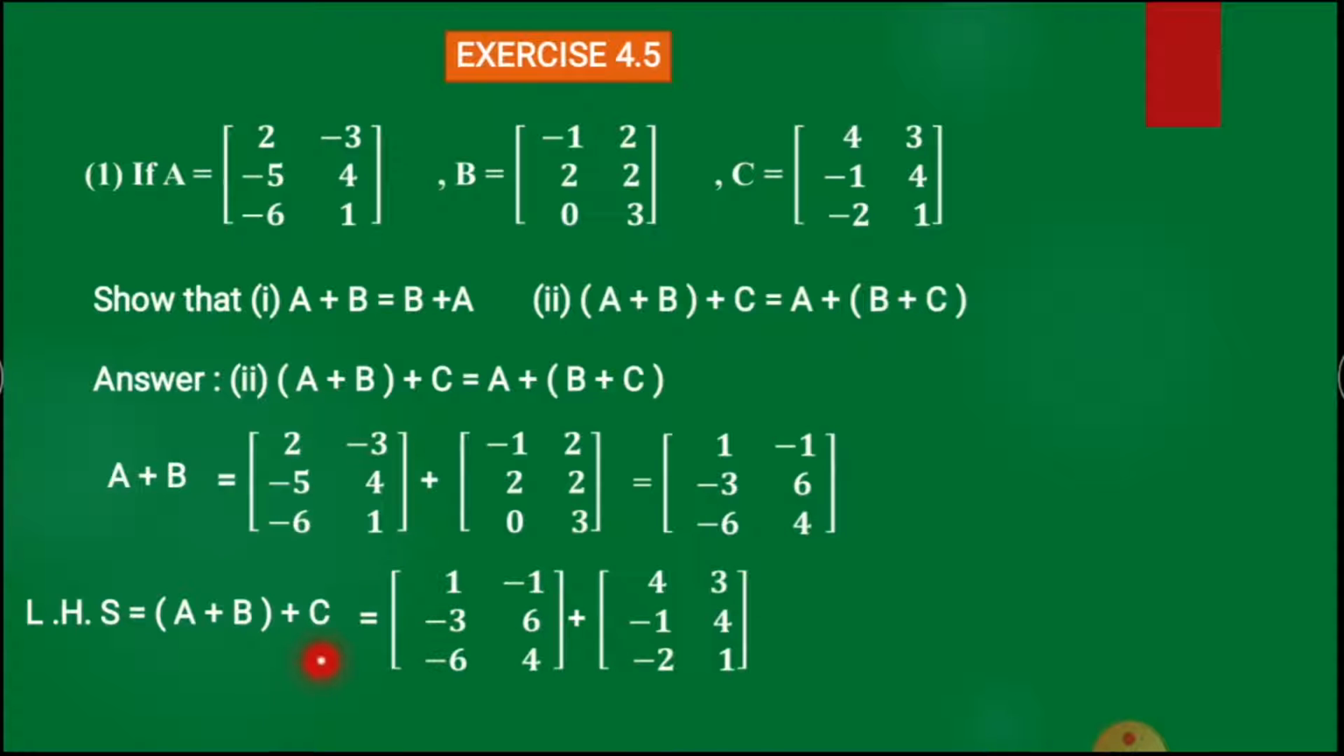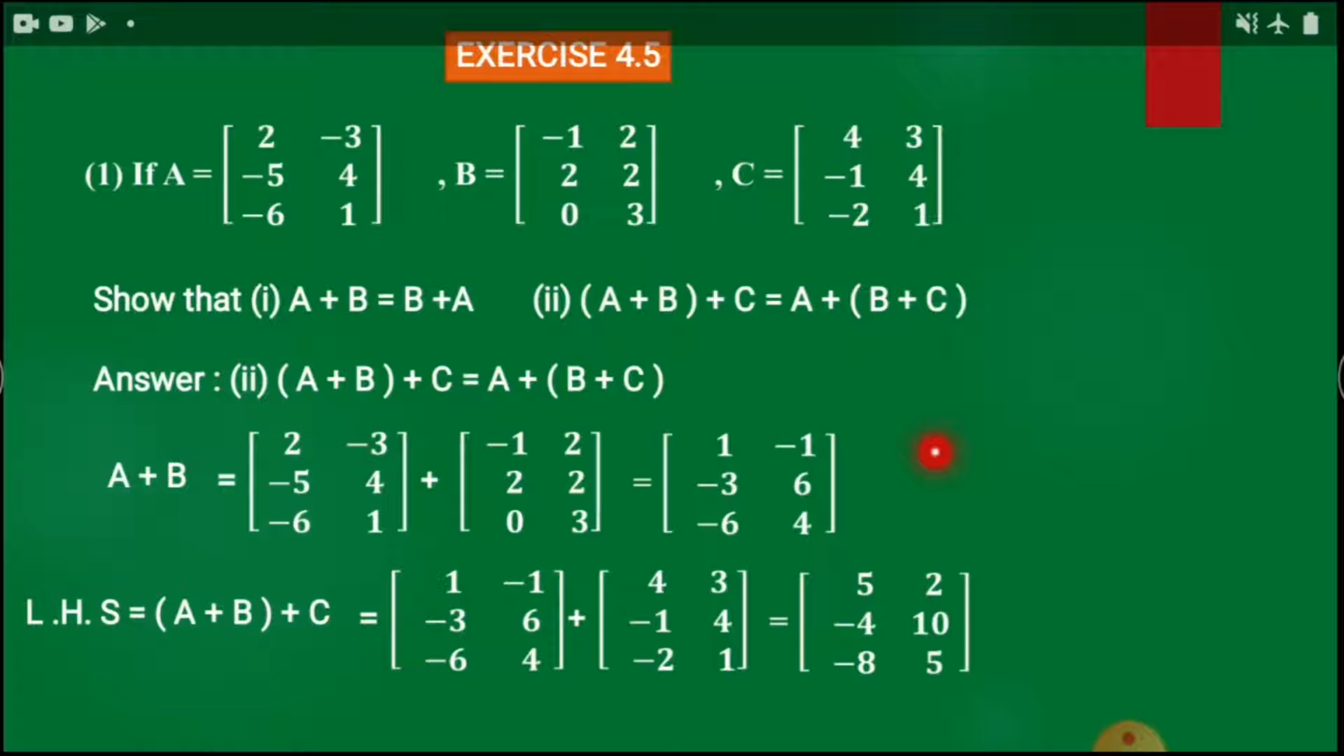Then we substitute value of matrix C, that is elements of first row 4, 3, second row minus 1, 4 and third row minus 2, 1 here. So we add these two matrices, that is matrix A plus B and matrix C. So we add 1 with 4 we get 5, minus 1 with 3 we get plus 2, minus 3 minus 1 we get minus 4, 6 plus 4 we get 10, then minus 6 minus 2 we get minus 8, 4 plus 1 we get 5. So this is left hand side.